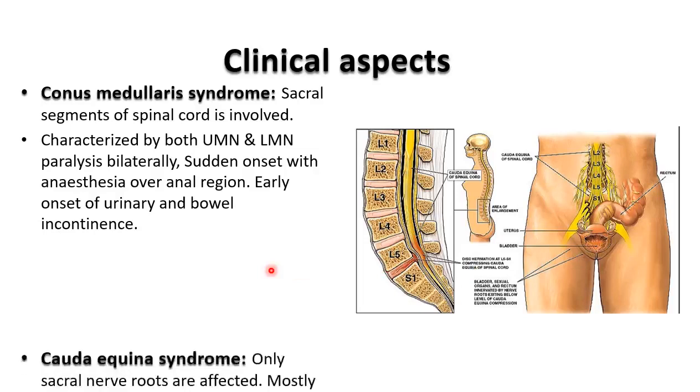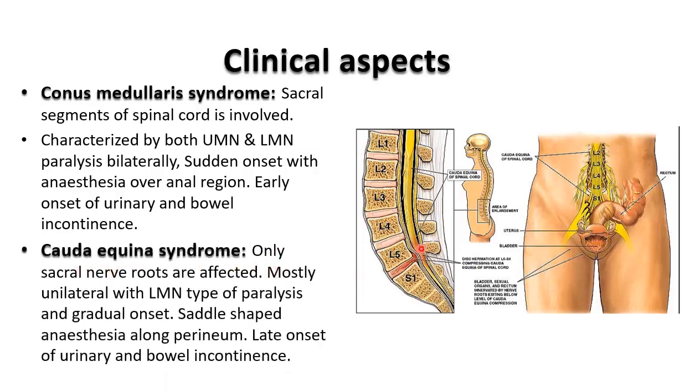Whereas the less severe form is cauda equina syndrome. The spinal cord is not involved, but the cauda equina, the nerve filaments, are actually involved. So naturally, you will have lower motor neuron type of paralysis. But the anesthesia is saddle shaped, along the perineum from anterior to posterior. And mostly it is unilateral, not bilateral. Urinary incontinence and fecal incontinence set in only late, not early. In conus medullaris the effects are immediate; here it is late or gradual onset.